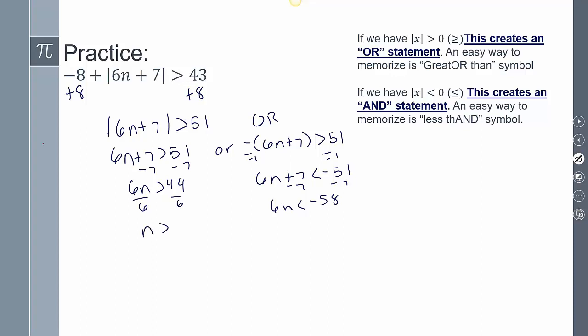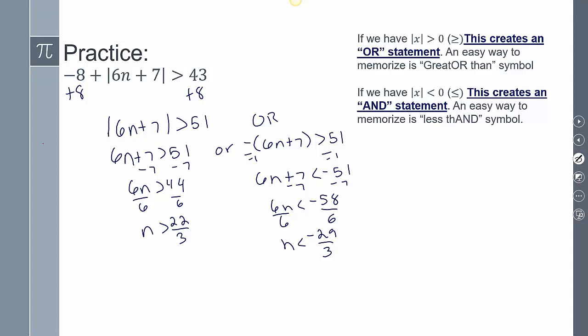I'm going to get n is greater than, that's going to be 44 over 6, so I can reduce that. That's going to be 22 over 3. And then dividing both sides by 6 here, I'm going to get n is less than, and this is going to be 25, half of 8 is 4. So that would be negative 29 over 3.